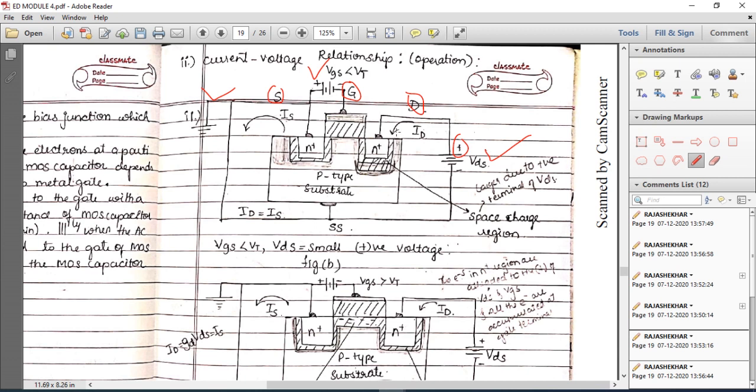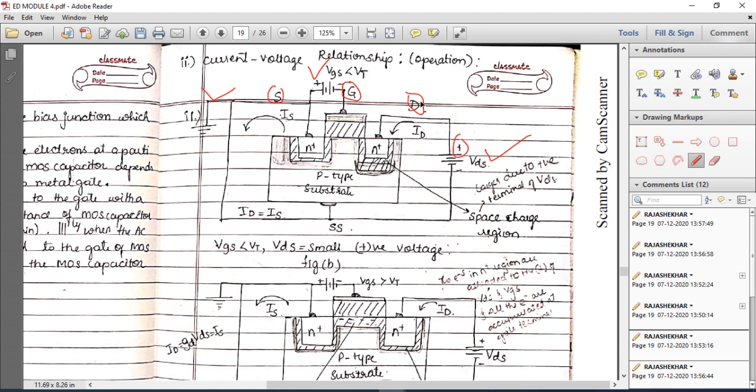So the first condition I am taking right now is VGS less than the threshold voltage. As we know, the threshold voltage for any silicon transistor is 0.7. So now we will assume that this VGS voltage is currently less than 0.7, that is the threshold voltage, and the supply voltage VDS is very small.